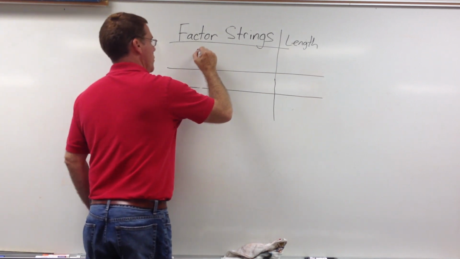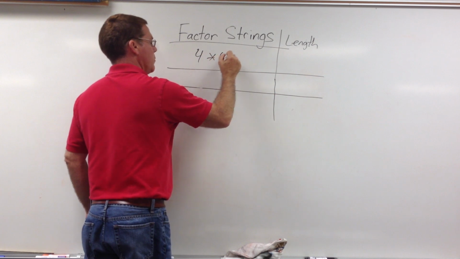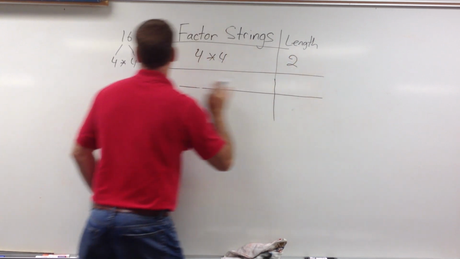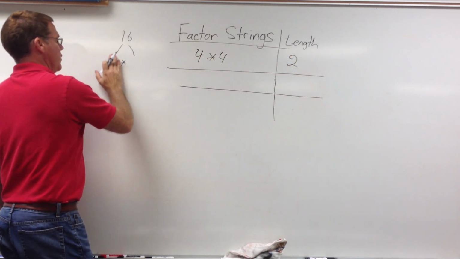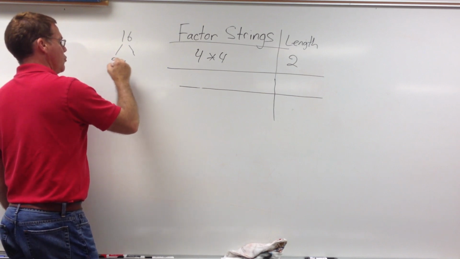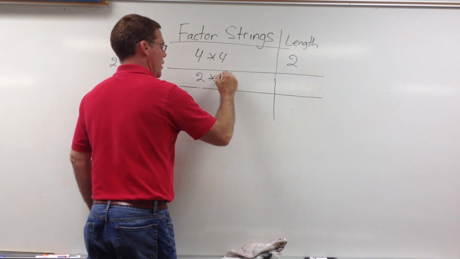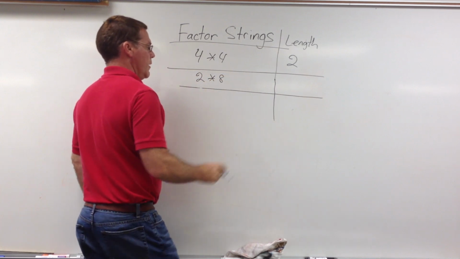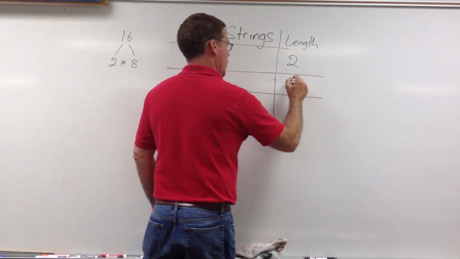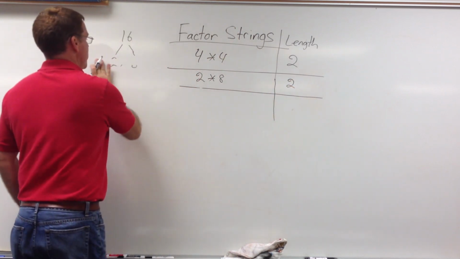So I can put as one of my factor strings here 4 times 4, which has a length of 2. I know that 16 is also the same as 2 times 8. So I could put 2 times 8 as a factor string. So that has a length also of 2.